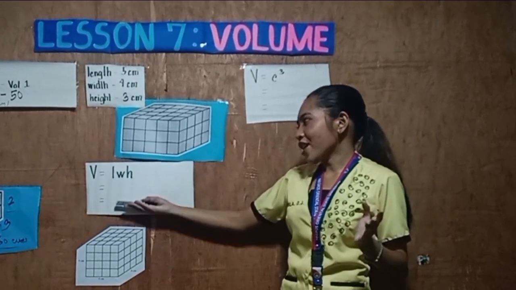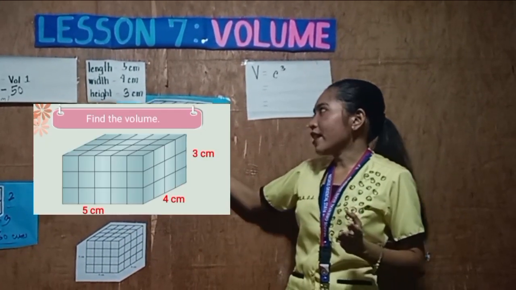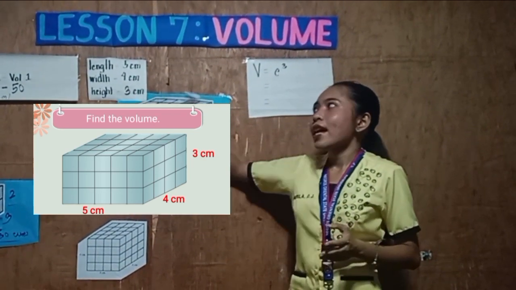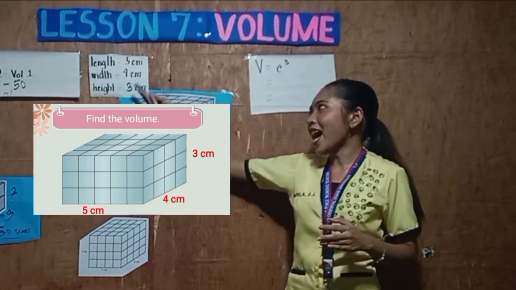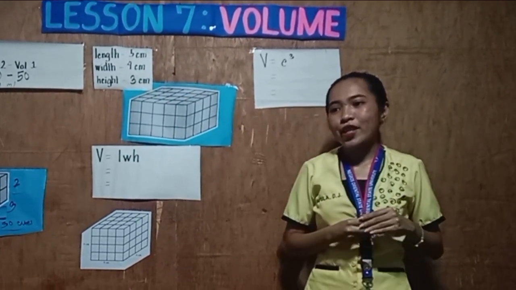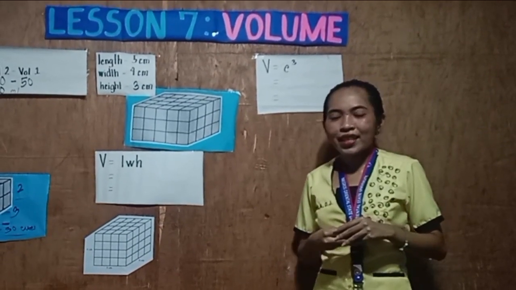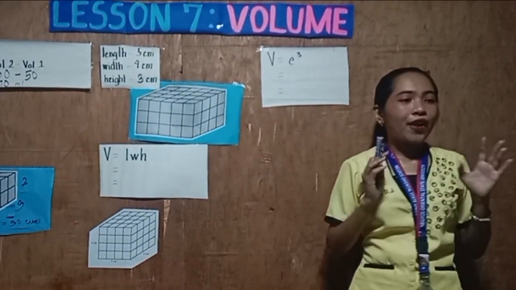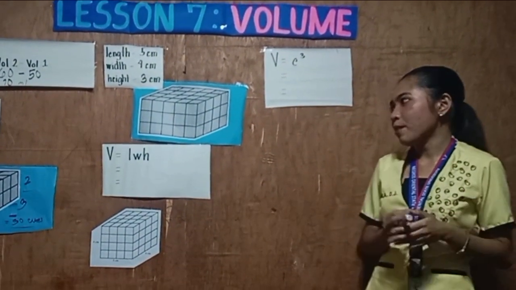Using the formula length times width times height, find the volume of a rectangular prism with a length of 5 centimeters, a width of 4 centimeters, and a height of 3 centimeters. I will give you 1 minute to answer, and your timer starts now. Okay, time's up. What's your answer? Very good. It's 60 cubic centimeters.